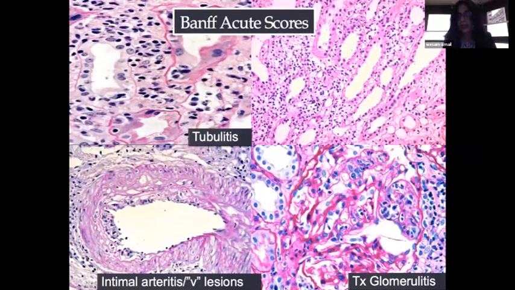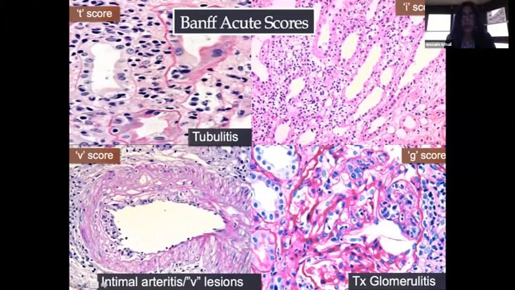We score the extent of interstitial inflammation in the interstitium, what we call the I-score. Then the extent of inflammation in the artery, and this is what we call the V-score, and the extent of inflammation in glomeruli, and this is what we call the G-score, or what is known as transplant glomerulitis. So this is basically what these small letters mean in Banff.